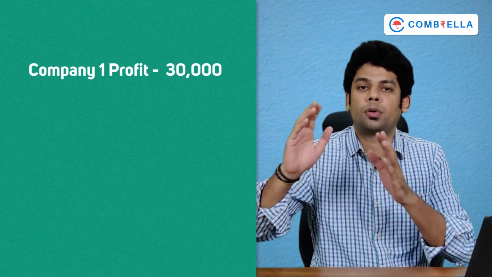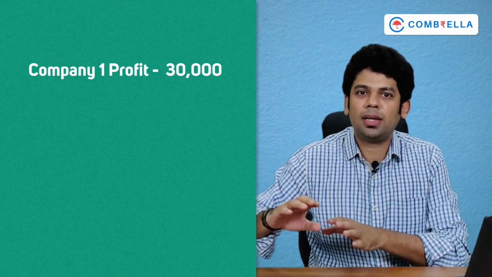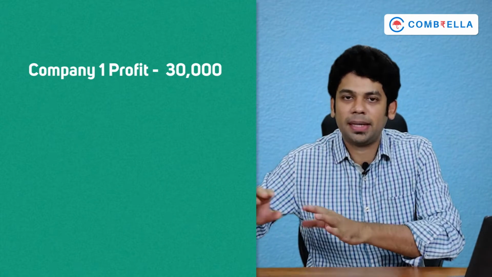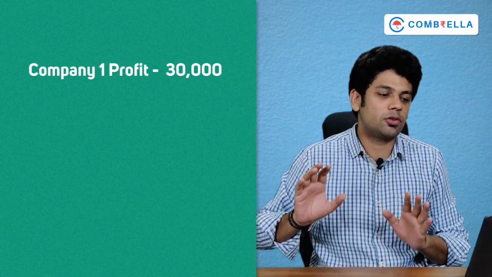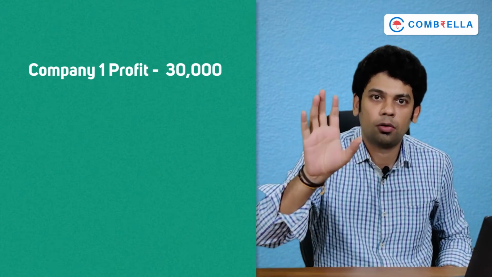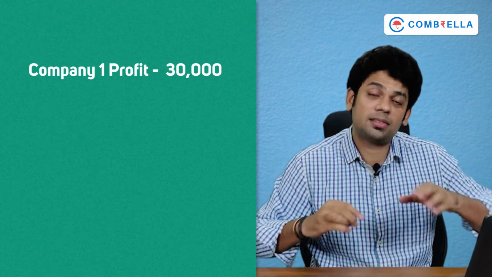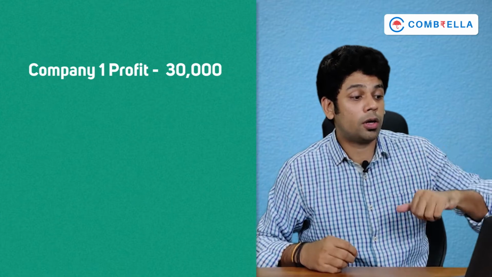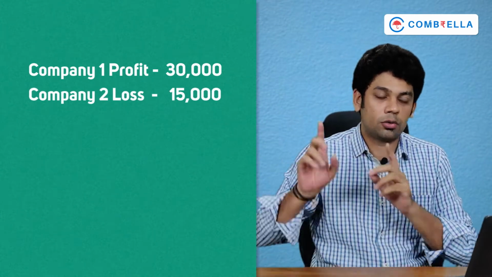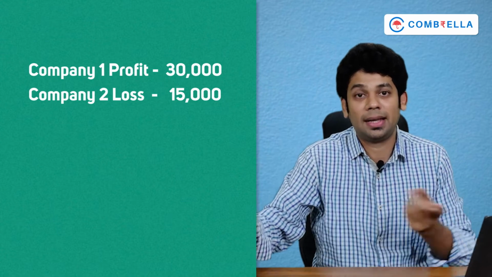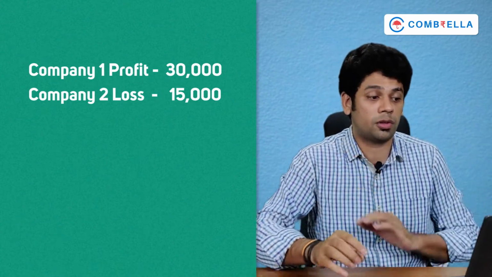First, I will give you one simple example in layman's language, and then I will give you a technical example also. Suppose you sold shares of one company for 30,000 rupees profit. Now, as of now, leave long term and short term aside. For the time being, forget long term and short term. Just assume that you sold shares of one company for a profit of 30,000 rupees. Now, you also sold in this year shares of another company for a loss of 15,000. So, one company's shares you sold for 30,000 profit. Another company's shares you sold for a loss of 15,000.